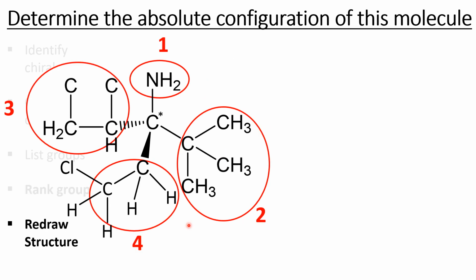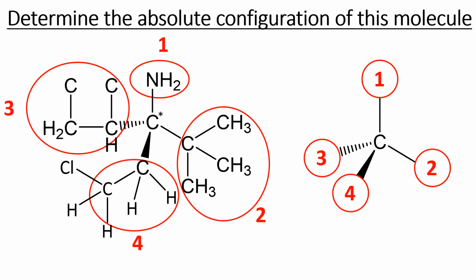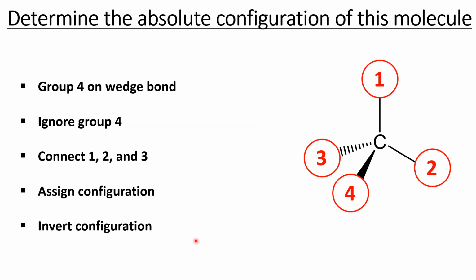Next is to redraw the structure by replacing all the 4 different groups with their respective priority numbers. Since group 4 is on a wedge bond, we will ignore group 4 and draw an arrow connecting groups 1, 2, and 3, then assign configuration based on the arrow direction, and simply change the configuration obtained to its opposite.